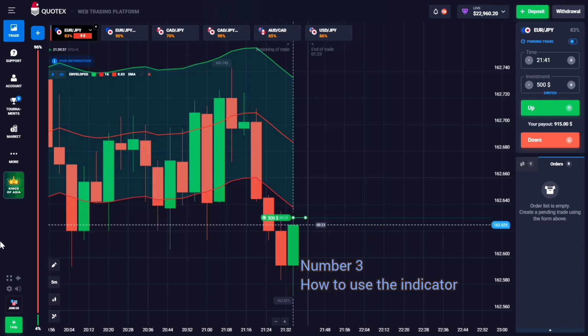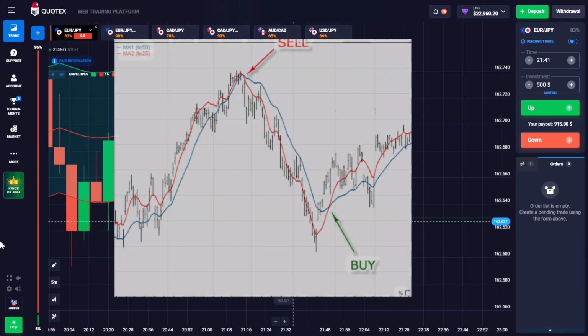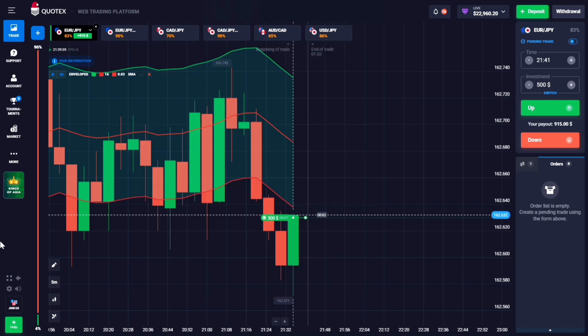Number 3. How to use the indicator. Trend trading. When the price is trending upward and stays near the upper band, it suggests a strong uptrend. Consider buying on pullbacks. Conversely, in a strong downtrend, the price will hover near the lower band. Look for selling opportunities.